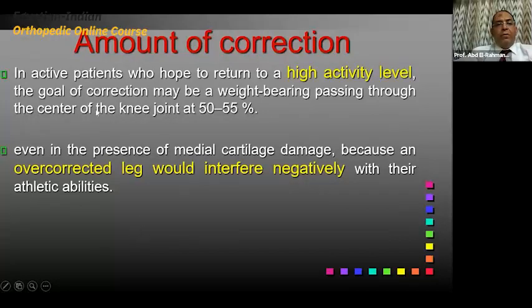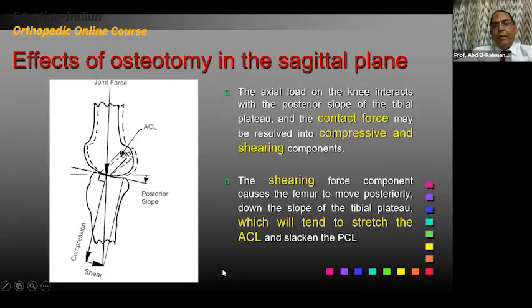Amount of correction also in active patients who hope to return to a high activity level. The goal of correction may be a weight bearing line passing through the center of the knee, not to shift to the valgus side, even in the presence of medial cartilage damage, because an overcorrected leg would interfere negatively with their athletic abilities.